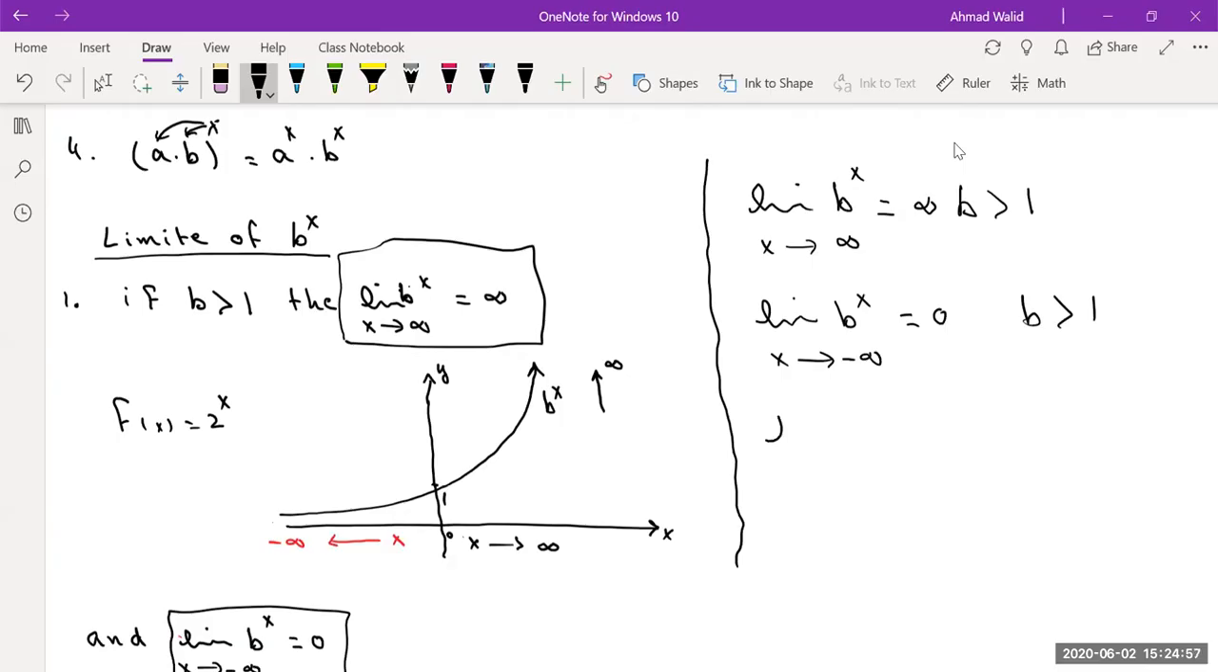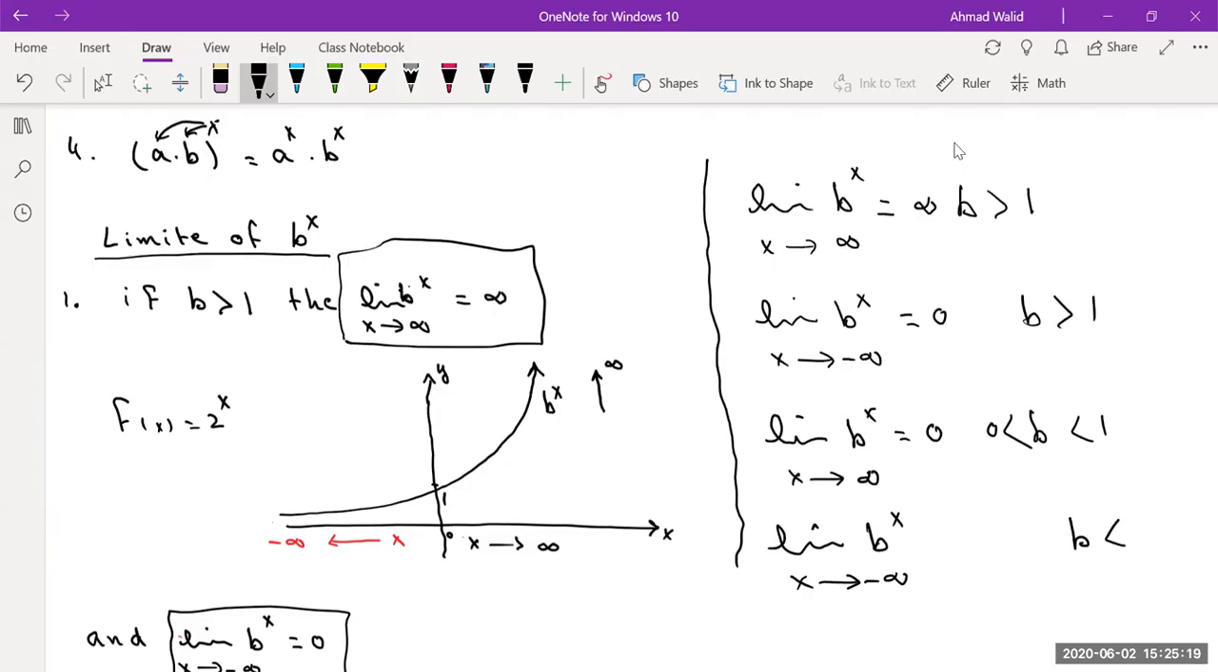Number 3, limit of b to the power of x as x approaching infinity. When b is less than 1 and greater than 0, it always gives you 0. And the limit of b to the power of x as x approaching negative infinity, when your b is less than 1 and greater than 0, it always gives you infinity.